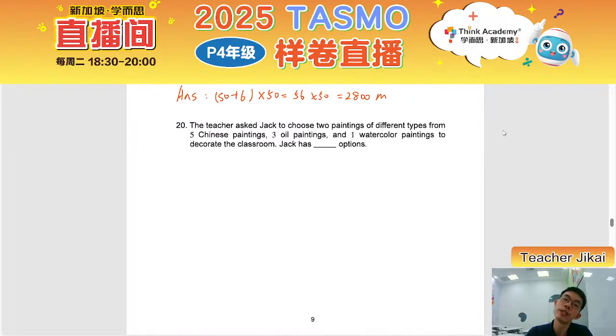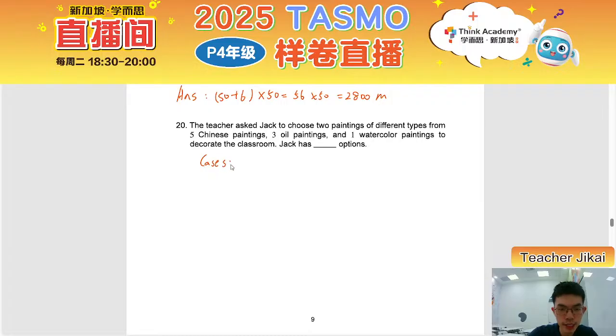Okay, the 20th question. The teacher asked Jack to choose 2 paintings of different types from Chinese paintings, oil paintings, and watercolor paintings. Okay, so among 3 types, we need to choose 2. So we need to discuss the cases, right? We have a lot of cases choosing 2 out of the 3.